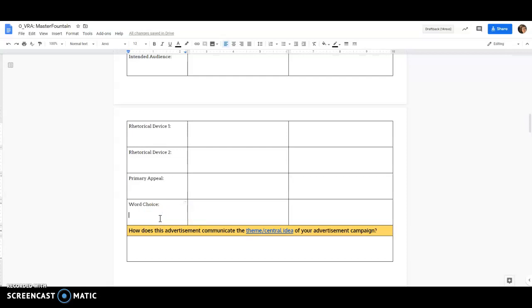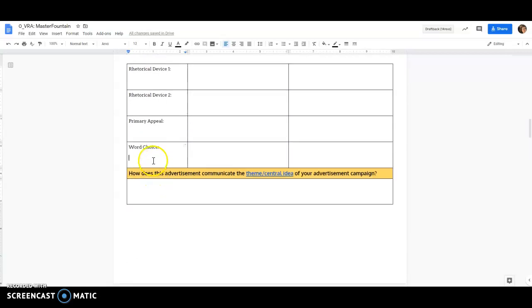Word choice is where you're going to focus on one specific word on your advertisement. So of all the words there, one word that you feel like is the most important word. So you'll put that one word here. Here you can put the whole phrase from your advertisement, and then here you're going to explain that word, the importance of that word, the meaning of that word. And I have some more information about that coming too.